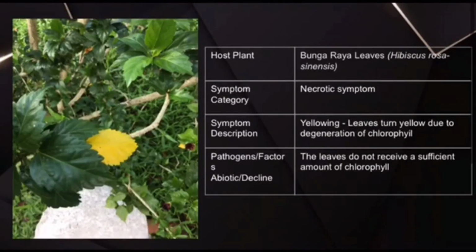Second is a necrotic symptom in a hibiscus tree. The identified symptom is yellowing that occurs due to the lack of chlorophyll. The leaf may not receive an exact amount of chlorophyll.